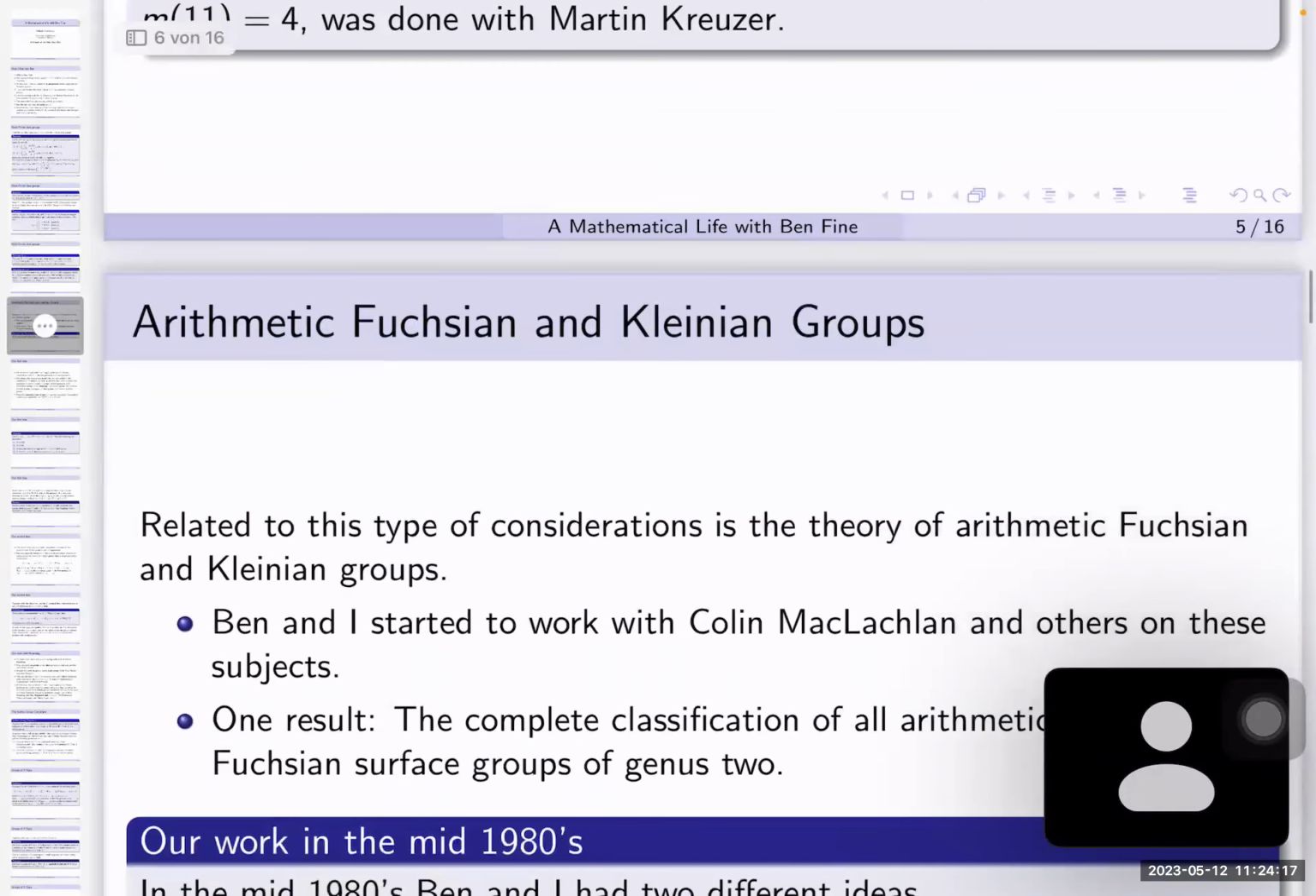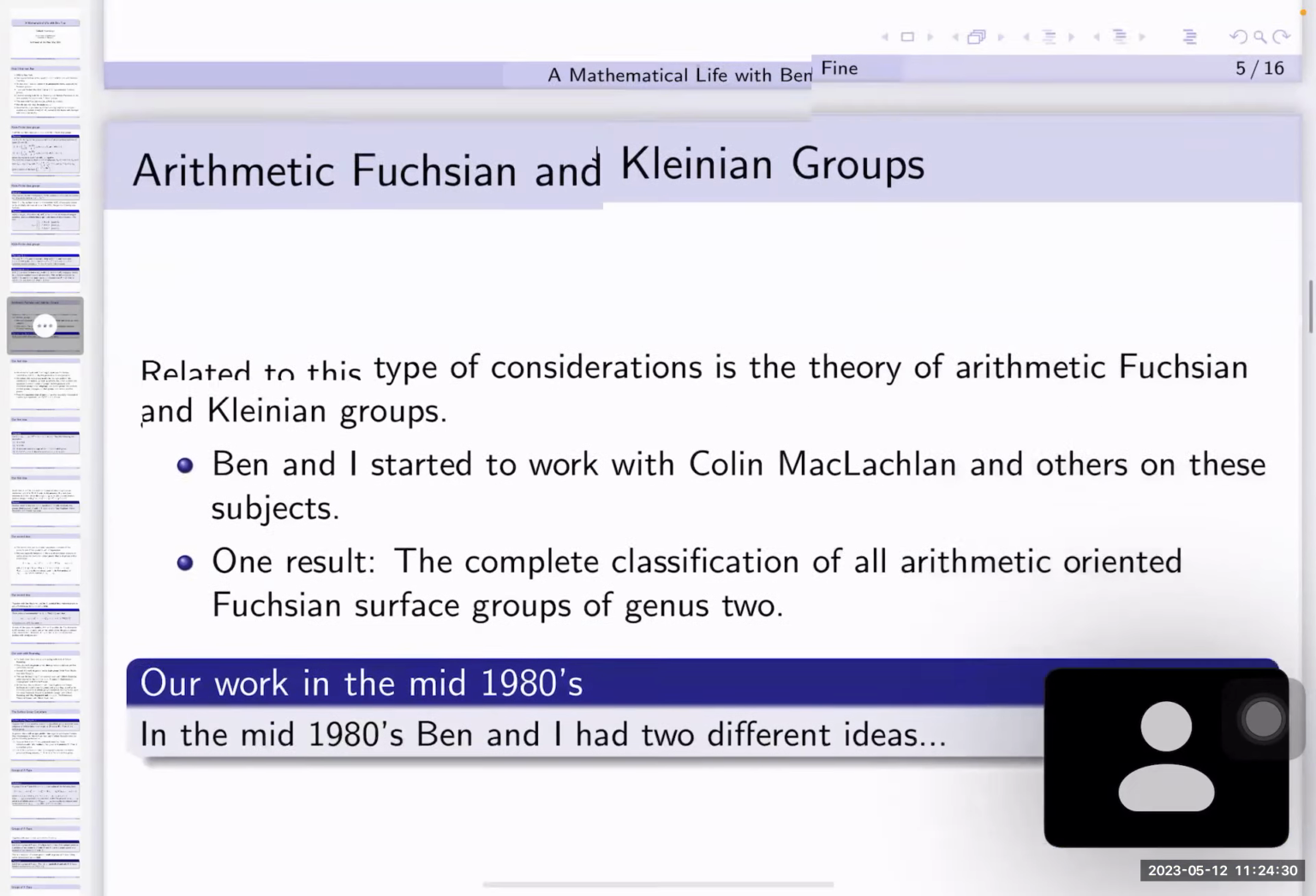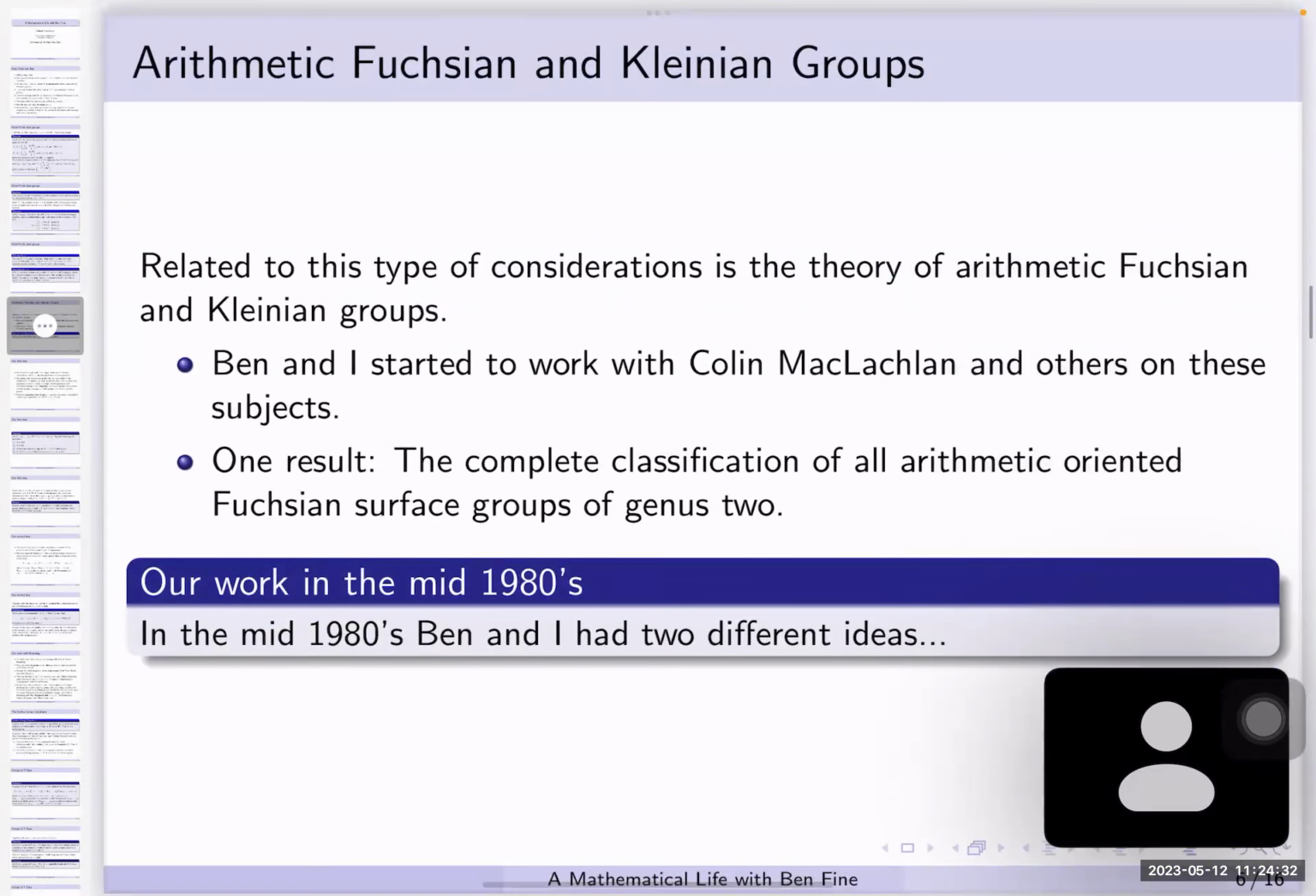Related to all these considerations is the theory of arithmetic Fuchsian and Kleinian groups, and Ben and I started to work with Colin Maclachlan and others on these subjects. One of the results, just to mention it because I like it very much, is that we got the complete classification of all arithmetic-oriented Fuchsian surface groups of genus 2. In fact, our main work started in the middle of the 1980s, so say 1986 or so.